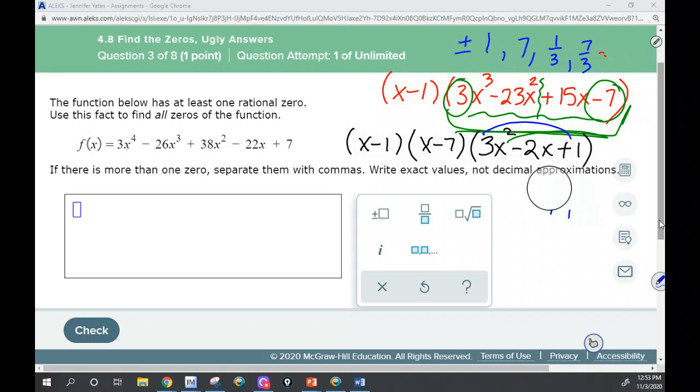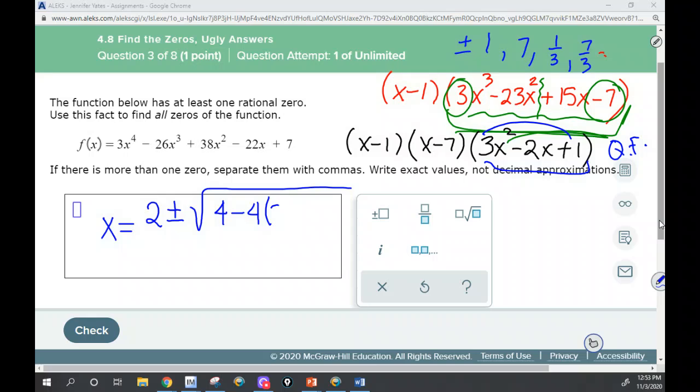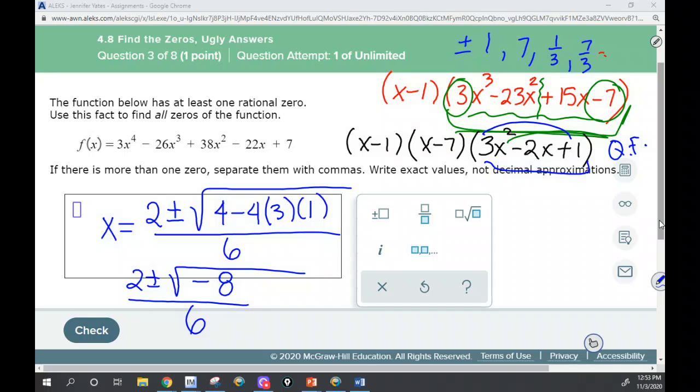So in this case, I am actually forced to use the quadratic formula on that. Let's see what those zeros look like. X equals the opposite of b plus or minus the square root of b squared minus 4ac all over 2a. 2 plus or minus, what is that? 4 minus 12? What kind of zeros are we going to get here? Yeah, I'm going to get complex answers or imaginary solutions.